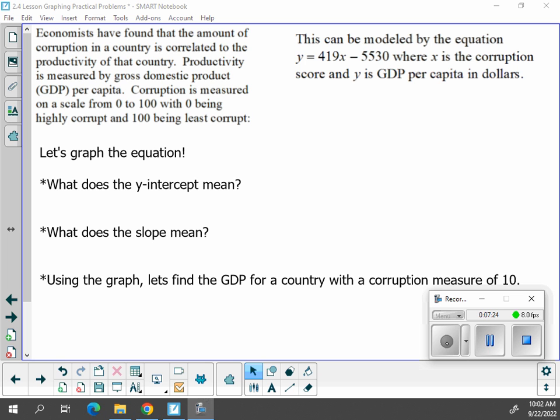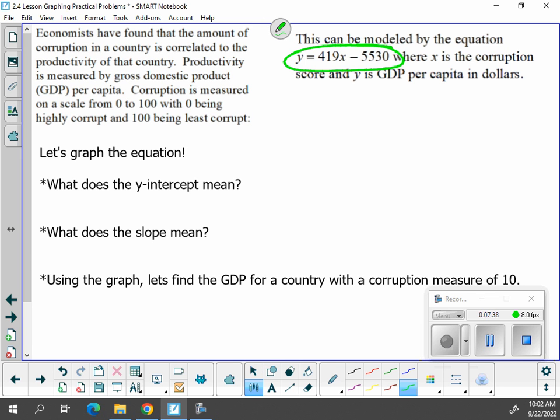So we don't really have to understand what GDP is or what corruption measure is to answer the question. We can just use what we know about lines. And so when we want to know what the y-intercept of this line is, we have this equation up here. X is the corruption and Y is the GDP. Again, we don't need to know what that means. We'll just use the words.